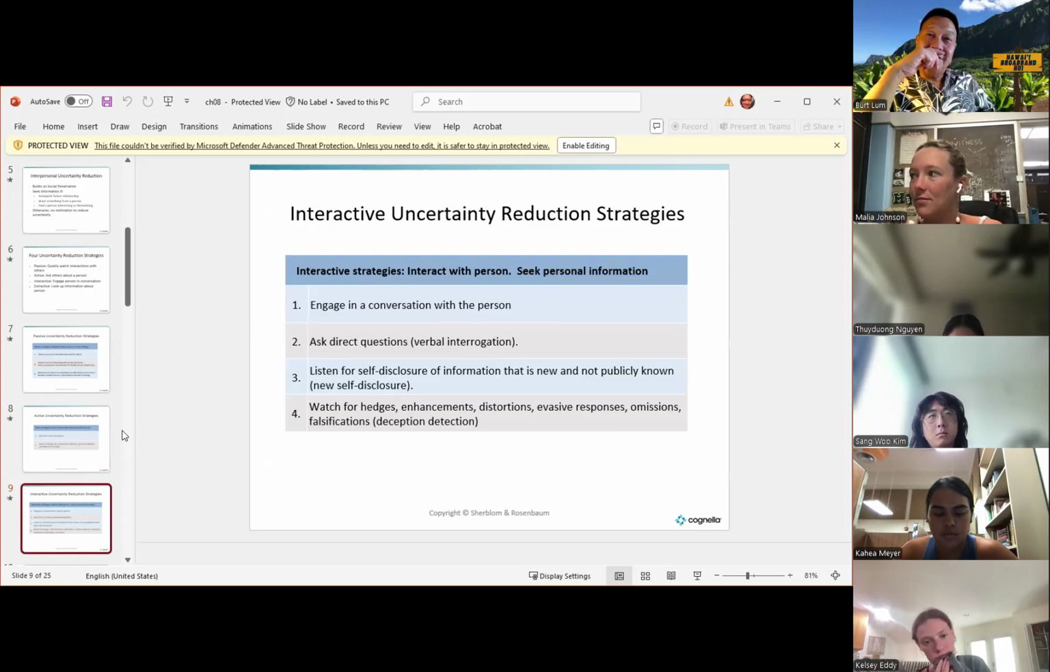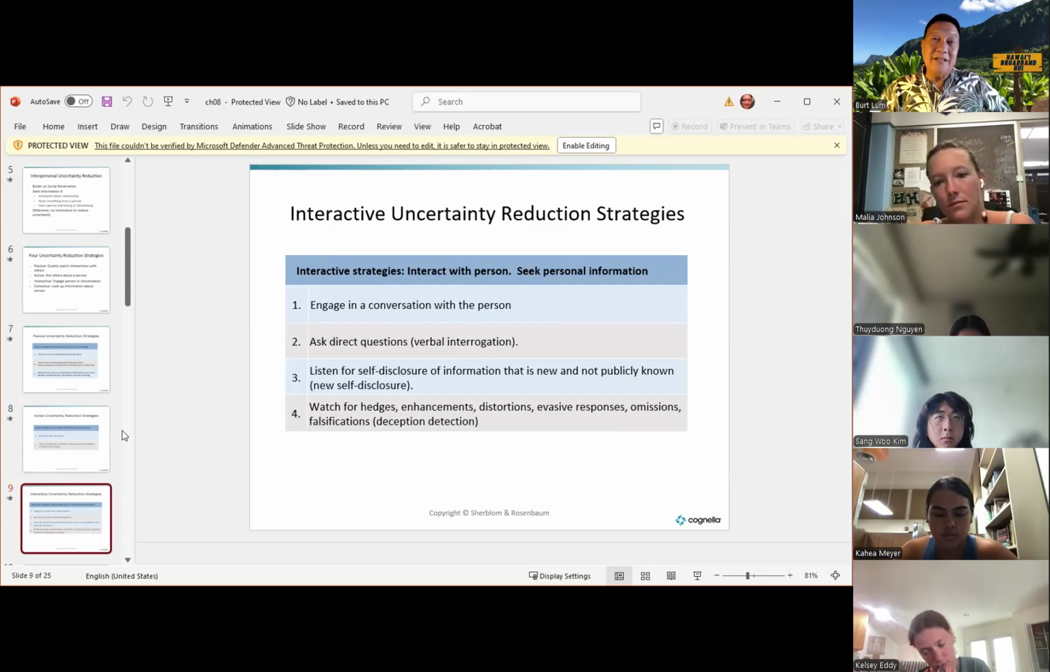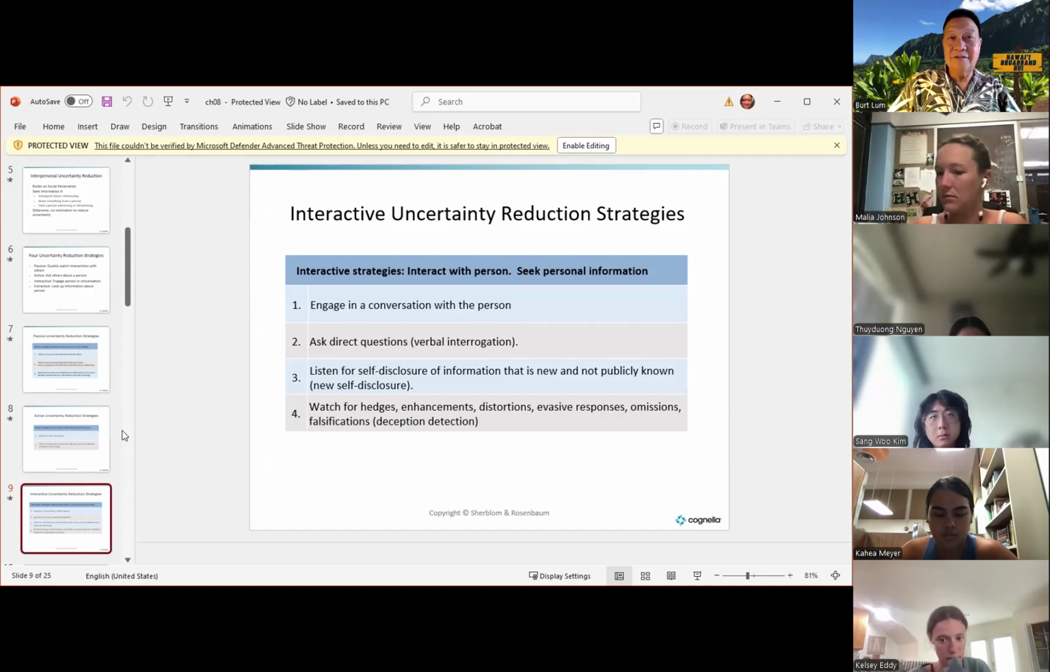So, interactive uncertainty reduction strategies. So you interact with the person, you seek personal information. So this is interactive. So you actually engage in a conversation. And this is the typical first time meeting, maybe first time going out on a date with the person. This is where you're actually interacting and you're asking direct questions, right?